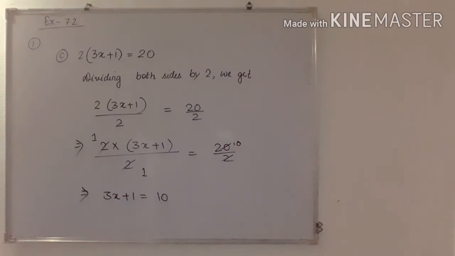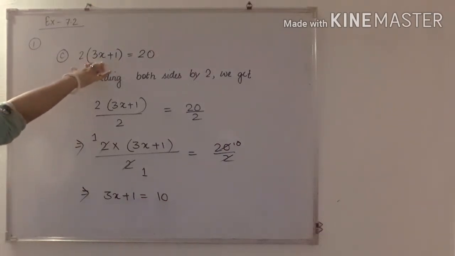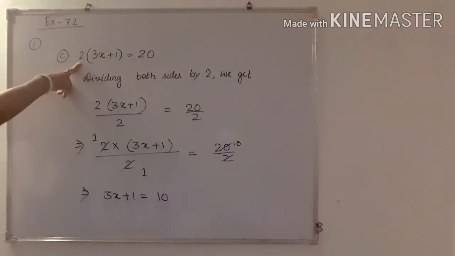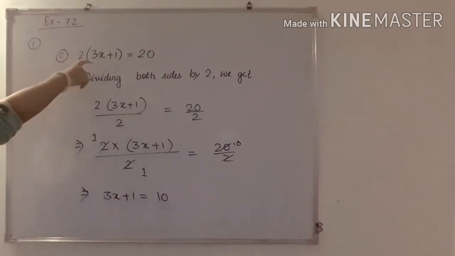So see the next question, question number C. 2 into 3x plus 1 is equal to 20. Here the question is find the value of 3x plus 1. That means in the left hand side you have to keep 3x plus 1, so we need to remove 2. Okay, so how to remove 2? See, 2 is multiplied to this term.